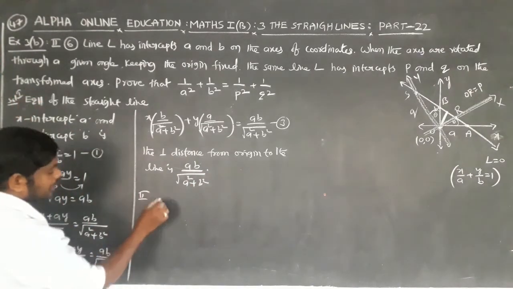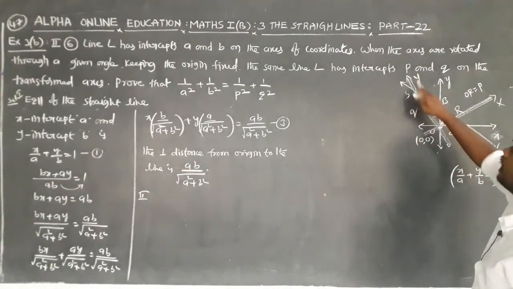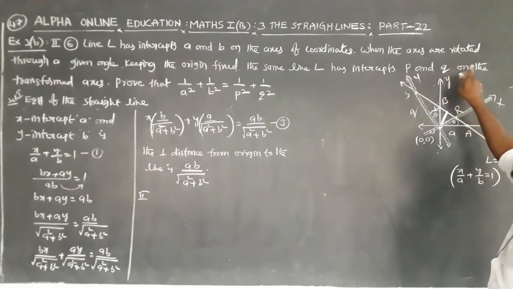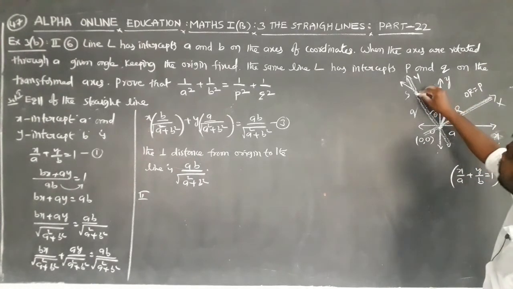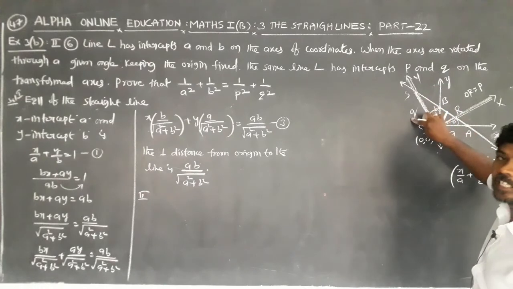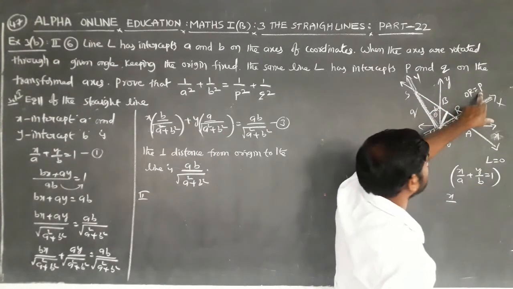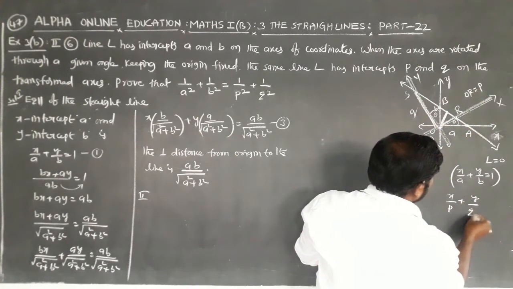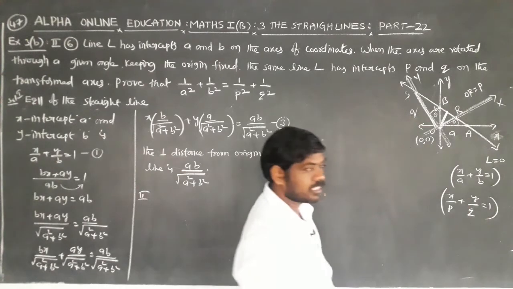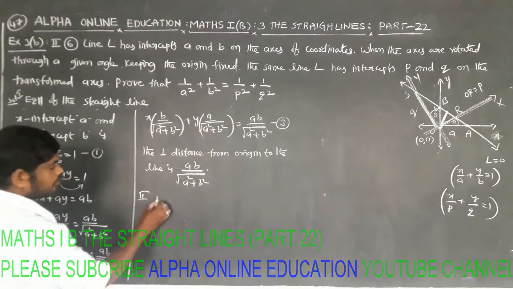Again, the line L has intercepts P and Q on the transformed axes. Here P is the x-intercept and Q is the y-intercept. So the equation of the straight line with x-intercept P and y-intercept Q is x by P plus y by Q is equal to 1.